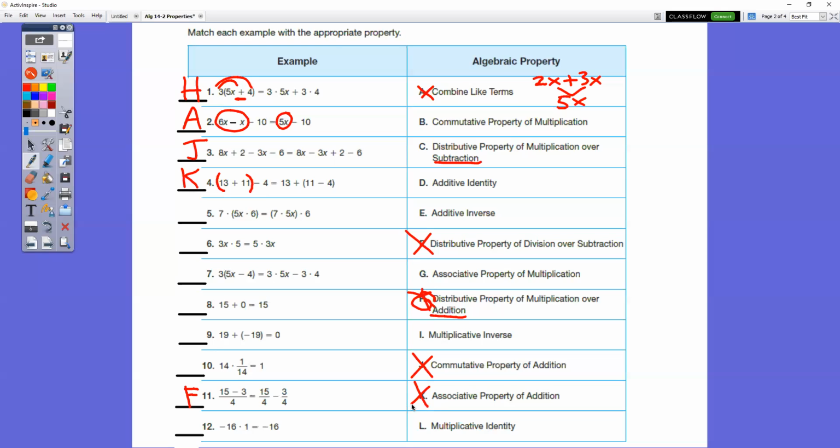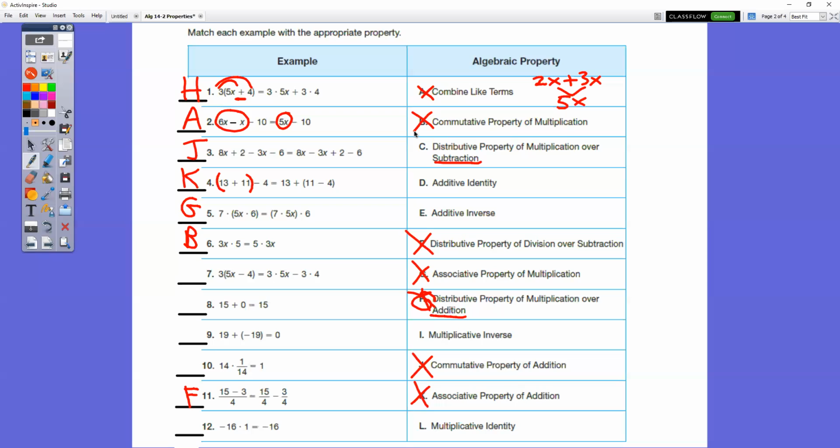In this one, they're changing the grouping again. They're changing what's inside the parentheses, and we're multiplying this time. So this one is choice G, associative property of multiplication. In number 6, we're multiplying and we're switching the order. 3x times 5, 5 times 3x. This is choice B, commutative property of multiplication.